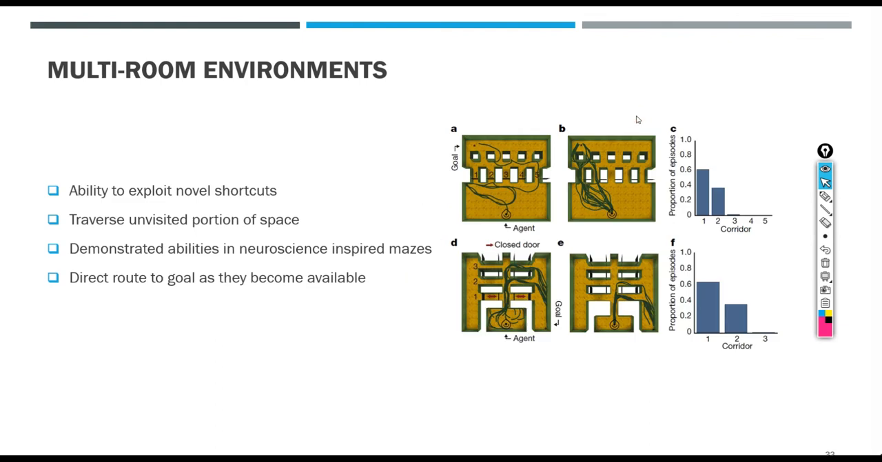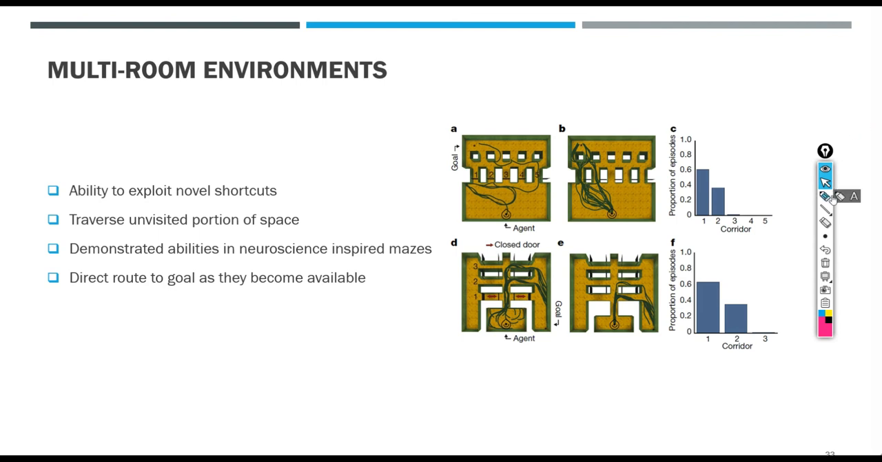Now, a core feature of mammalian spatial behavior is the ability to exploit novel shortcuts and traverse the unvisited portions of the space. This capacity is based on vector-based navigation. So this is one of the bases of vector-based navigation. The grid cell agent robustly demonstrated these abilities, but the comparison agent was not able to do so. The grid cell agent demonstrated these abilities in specially designed, neuroscience-inspired mazes. The agent was able to take direct routes to the goal as soon as they became available.